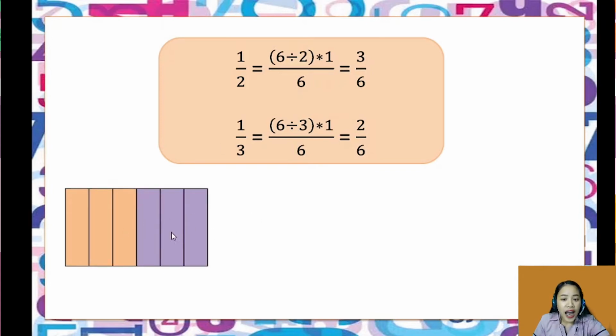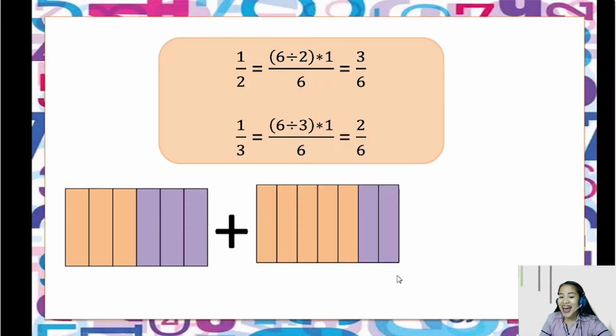So, eto na ang illustration ng 3 over 6. Kasi nga, ang denominator is 6, kaya 6 na hati. 3 yung numerator, kaya 3 ang naka-shade na violet. Pwede na nating i-add to kasi they are similar fractions. Similar fractions na sila kasi they have the same denominators. So, ilan ang hati natin sa 2 over 6? 6 din, kasi yung denominator niya is 6. Ilan yung shading? 2, kasi 2 yung numerator.